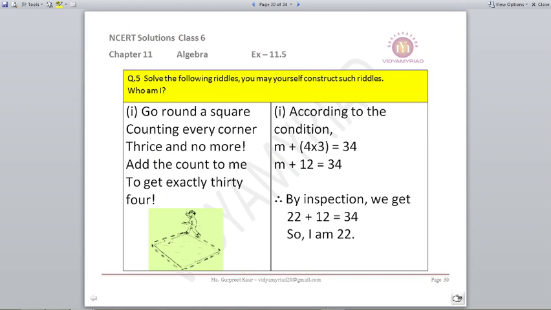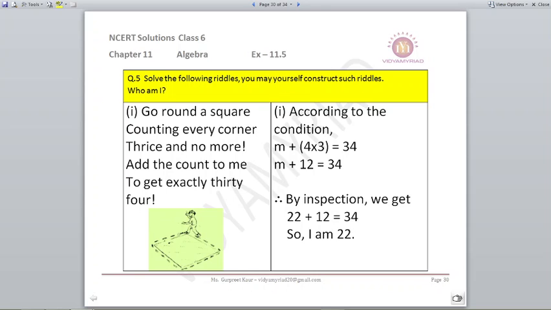Question number 5. Solve the following riddles. That means, who am I over here? Number 1. Go round a square, counting every corner thrice and no more. Add the count to me to get exactly 34.